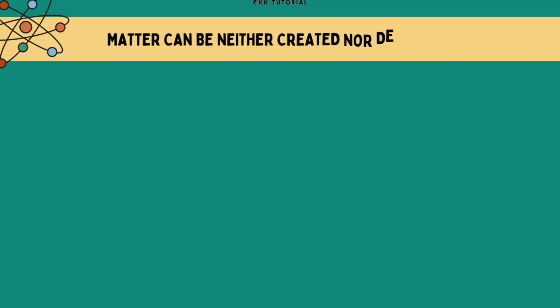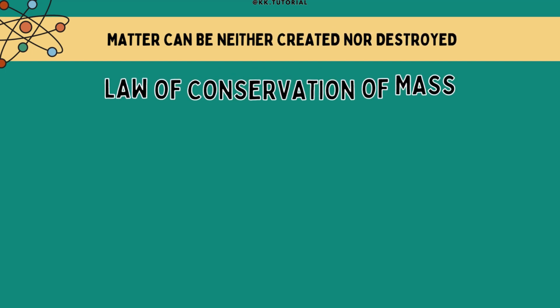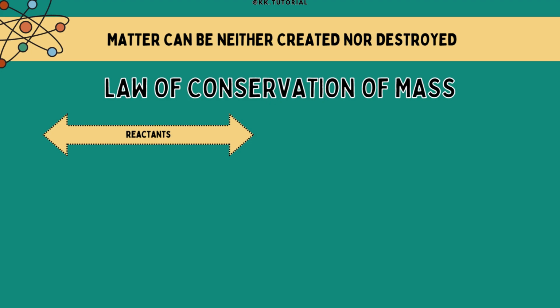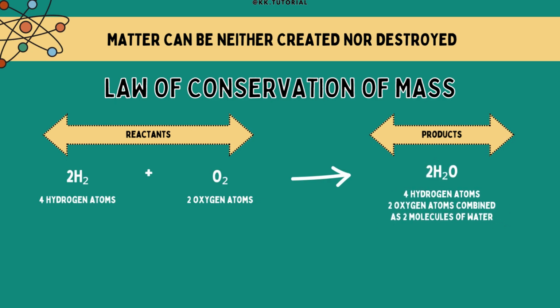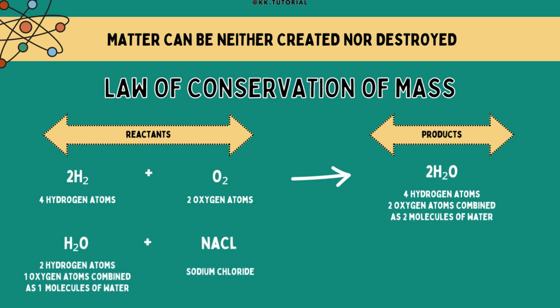Always remember that matter can be neither created nor destroyed. In the law of conservation of mass, the reactants in a chemical equation are always on the left side, and the products are always on the right. Here chemical reaction takes place between hydrogen and oxygen which gives rise to water. Next reaction took place between the water and sodium chloride which makes up the product called sodium bicarbonate.